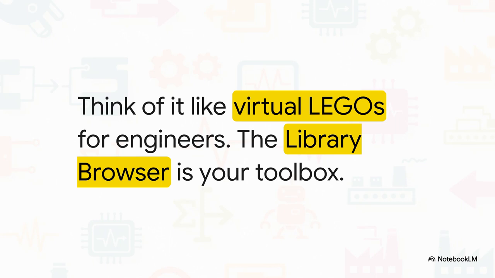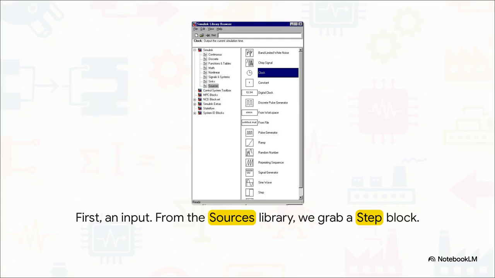Every system needs different pieces, right? And Simulink keeps all those pieces organized in what it calls the library browser. This is our toolbox. Let's open it up. Okay, every single simulation has to start somewhere. It needs an input signal. To get one, we open up the sources library and we grab a step block. You can think of this like flipping a switch.